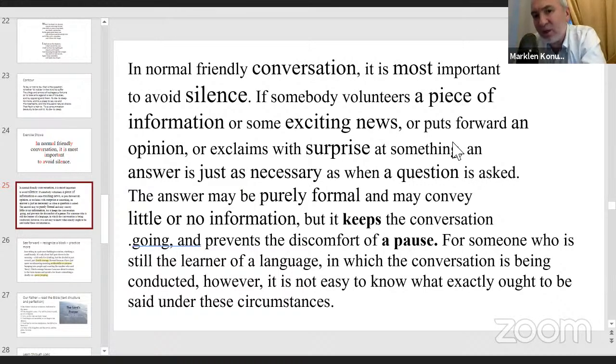In normal friendly conversation, it is most important to avoid silence. Видите? It is most important to avoid silence.